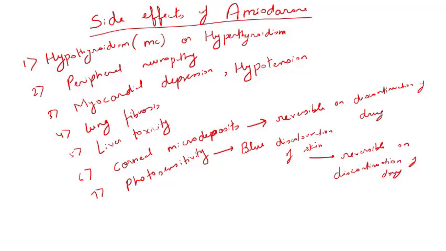So in long-term therapy of amiodarone, when we give amiodarone for a long term, we regularly check liver function test, thyroid function test, and pulmonary function test. These are side effects of amiodarone: hypothyroidism, the most common thyroid side effect, peripheral neuropathy, myocardial depression, hypotension, lung fibrosis, liver toxicity, corneal microdeposits, and photosensitivity that leads to bluish discoloration of skin. Side effects like corneal microdeposits and blue discoloration of skin are reversible on discontinuation of drug.